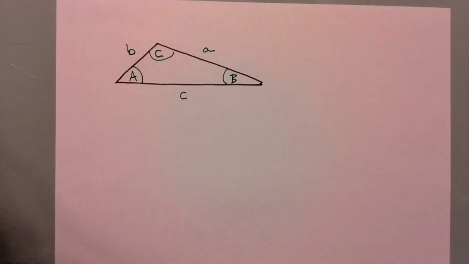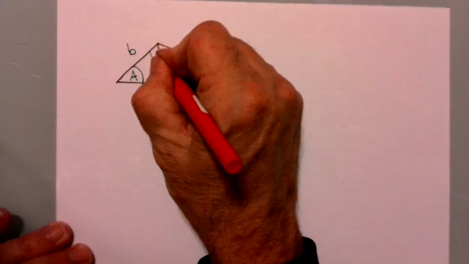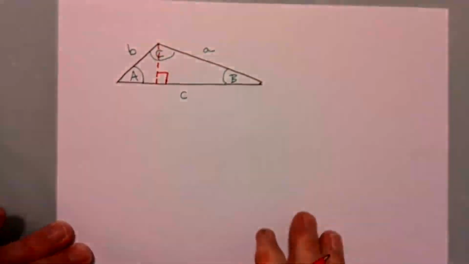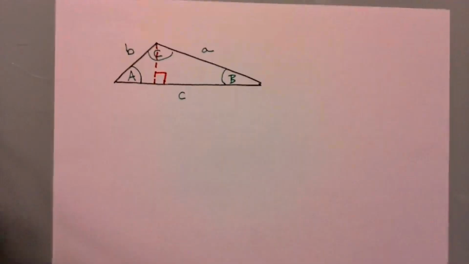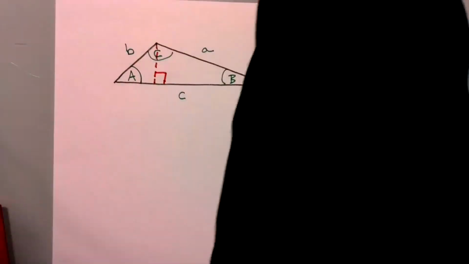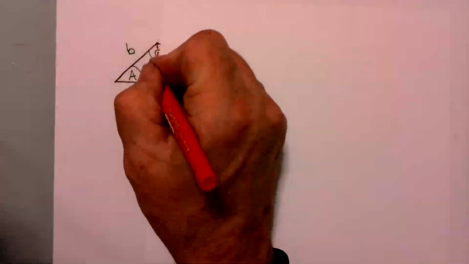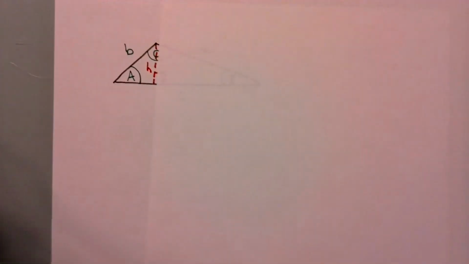What I'm going to do now is drop an altitude. So we're going to drop this thing right here that is now a right angle. And I want you to see 2 different triangles. We see this triangle. And if we look at that triangle, we'll call that thing in red height, or H. If I call the thing in red H, what can I say?